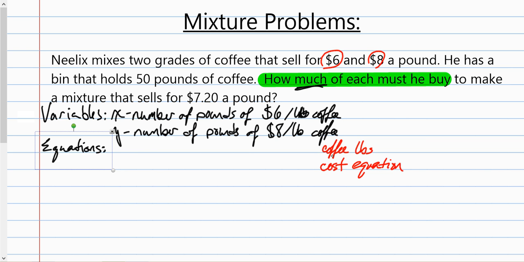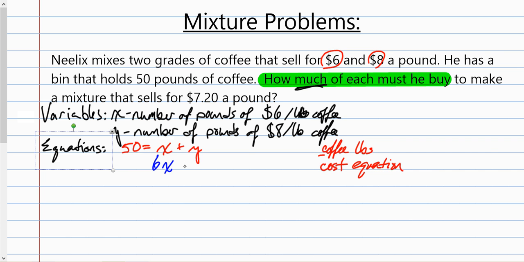So, if I want to know how many total pounds of coffee I have, I look and see that Neelix has a 50 pound vat, so 50 is going to equal the number of pounds of the $6 coffee plus the number of pounds of the $8 coffee. And then for my cost equation, how much per pound does the $6 per pound coffee cost? Kind of gave it away.